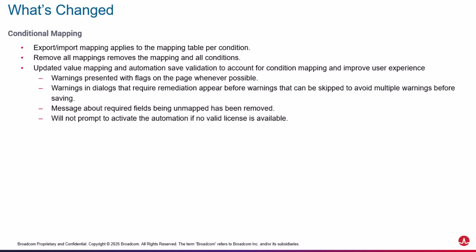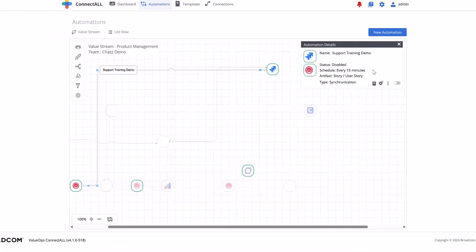And this came from the feedback that we got that, hey, there's a lot of pop-ups, a lot of dialogues that you have to click through when you save an automation, and it's very frustrating to go through those only to be told that you can't save the automation anyway. We've put some tighter ordering around what appears when through that validation. So let's look at the conditional mapping itself.